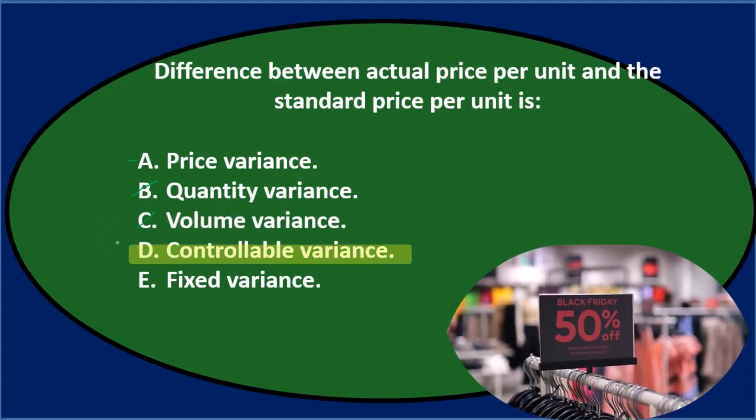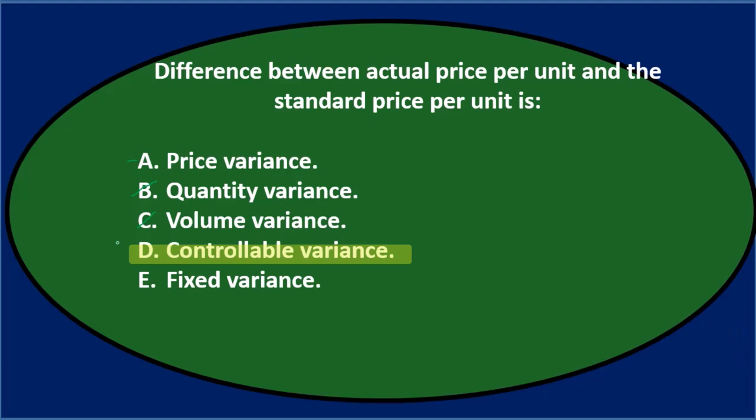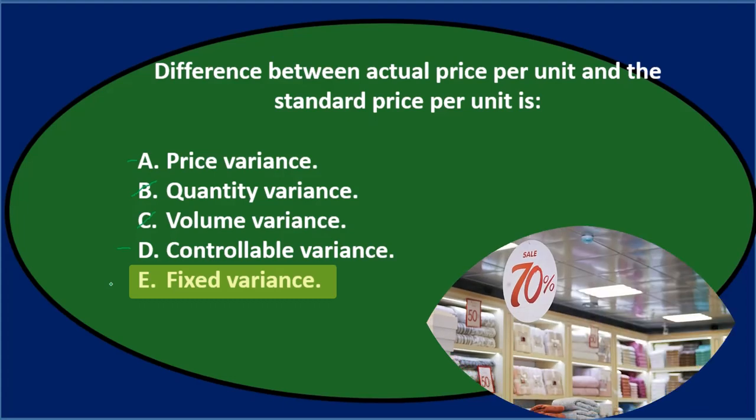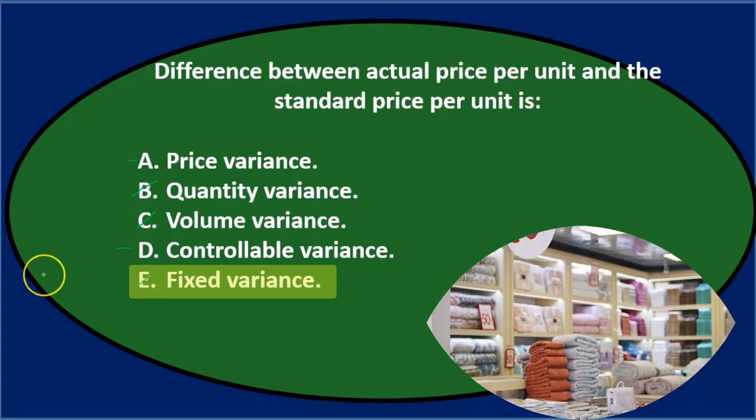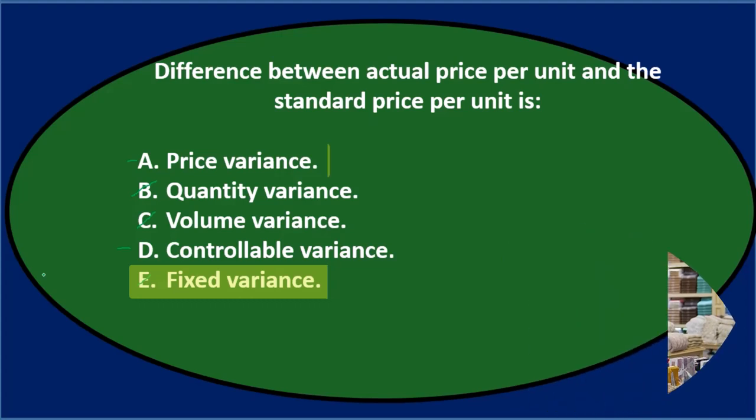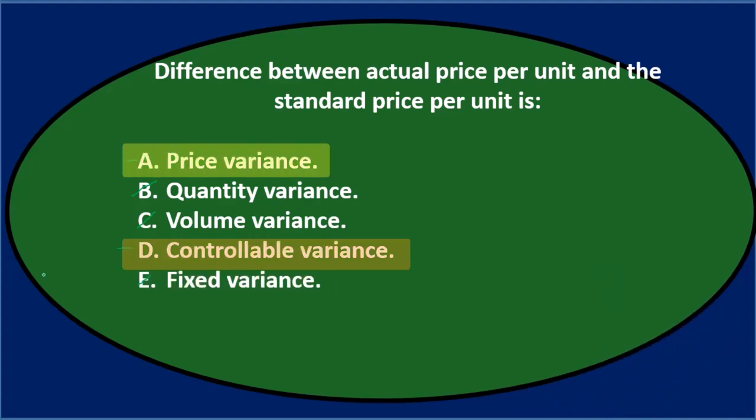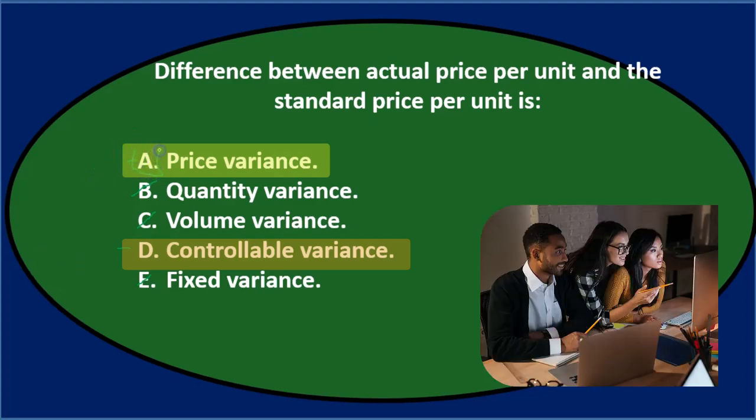D says controllable variance. And maybe that might seem like a reasonable term here, so I'll keep that for now. And E says fixed variance. And the actual price, standard, it doesn't sound fixed. That doesn't seem right. So I'm going to keep A and D, go through it again. Difference between actual price per unit and the standard price per unit is the price variance and the controllable variance. And of those two, A sounds the most proper. It almost sounds too good. It almost sounds like it fits too well. But that's going to be the answer.